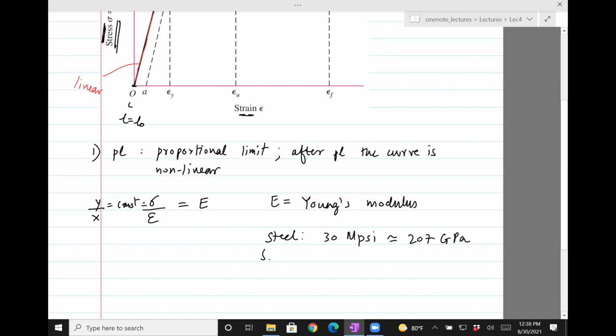Stainless steel, which is corrosion resistant, has a slightly lower Young's modulus. So it's 27.5 mpsi, or about 190 GPa.